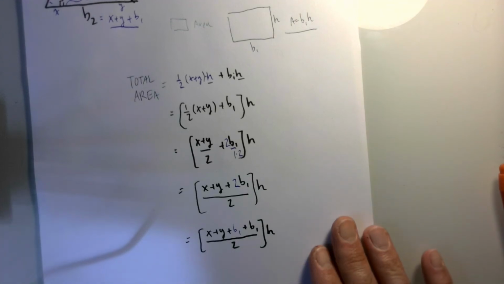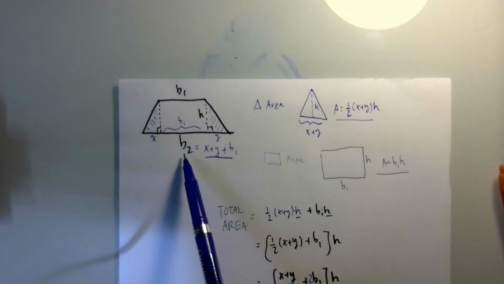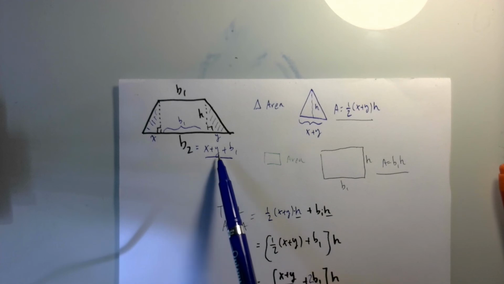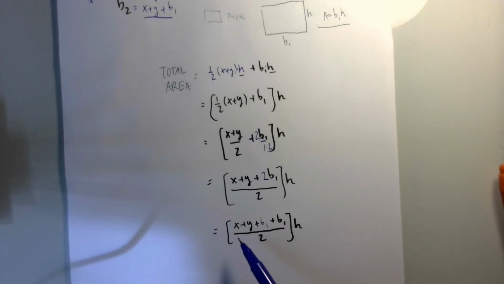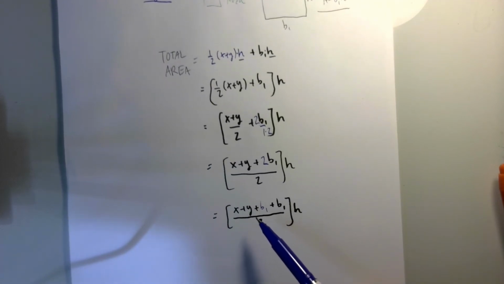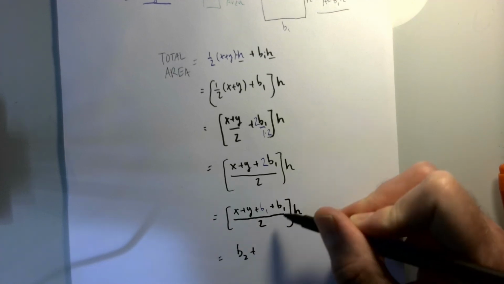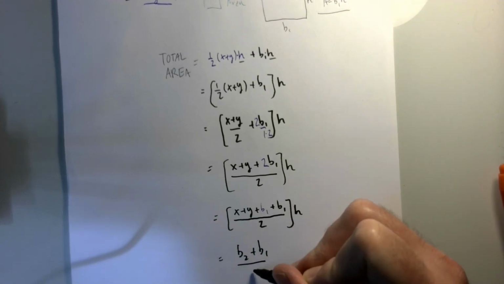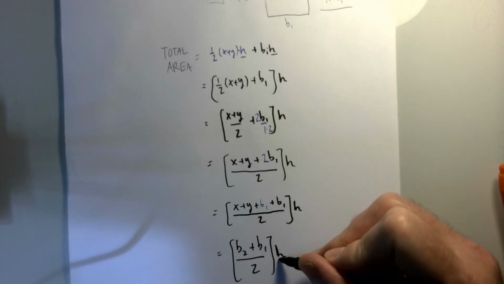Okay, so the reason why I did that, if we go back to our original picture here, if you remember, I pointed out an expression for b2. Our second base was the same as x plus y plus our first base. So if we come down here, x plus y plus our first base. Alright, so we're going to be able to do a substitution. This right here, I can instead write it as all of that. I can write b2 plus b1, and this is actually going to be our formula.